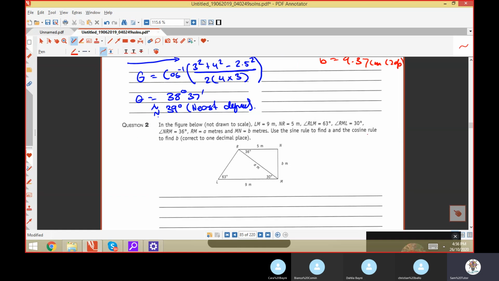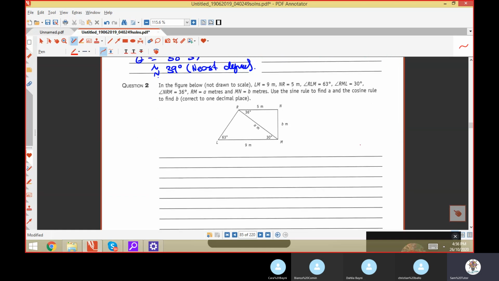Okay. Whoa, what on earth is this? So, in the figure below, not to scale, you've got all these numbers here. Use sine rule to find A and cosine rule to find B. Okay, well, first of all, in the HSC exam, they won't give it out like that, okay? They literally just told you the instructions how to do this question. It's not like that for the HSC, all right? But this style of question could be asked, but not in the way this is asked.